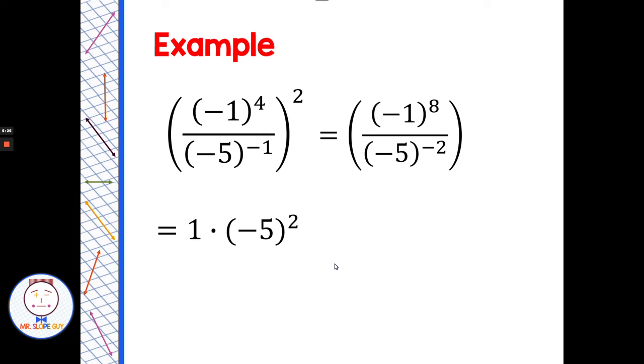So now I have 1 times negative 5 squared. Well, negative 5 is negative 5 times negative 5, which is 25. So I have 1 times 25, or 25.